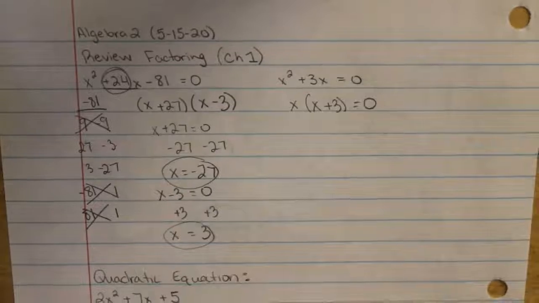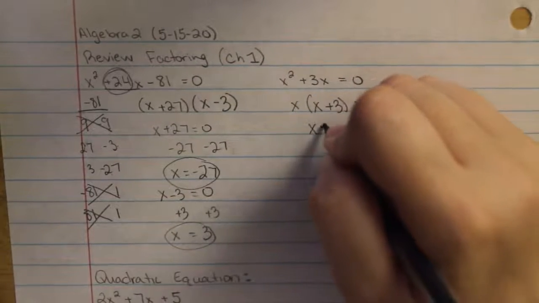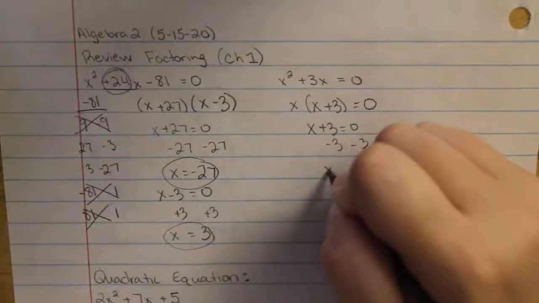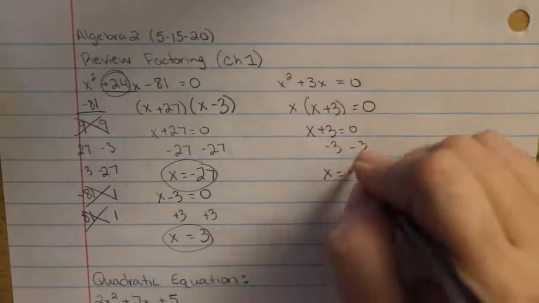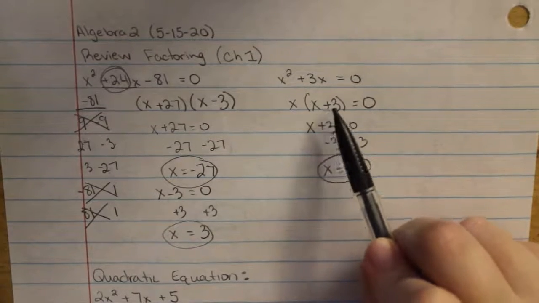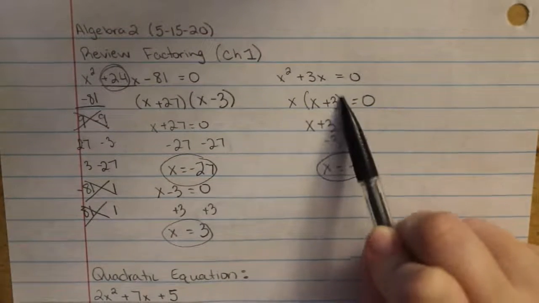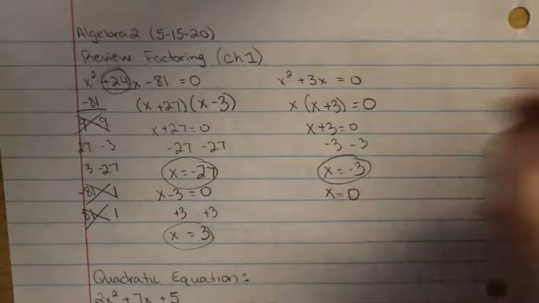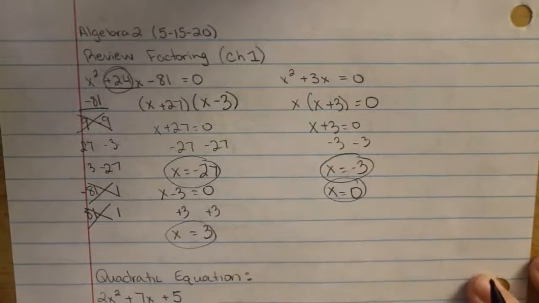Well, at this point, a lot of people like to say, oh, cool, I know I can do the x plus 3 equals 0. So subtract 3, subtract 3. x equals negative 3. Bam, we're done. However, one of the main things that people forget is you have to set all factors equal to 0. I set one factor, I have to also set the other, so I have to say that x also equals 0.